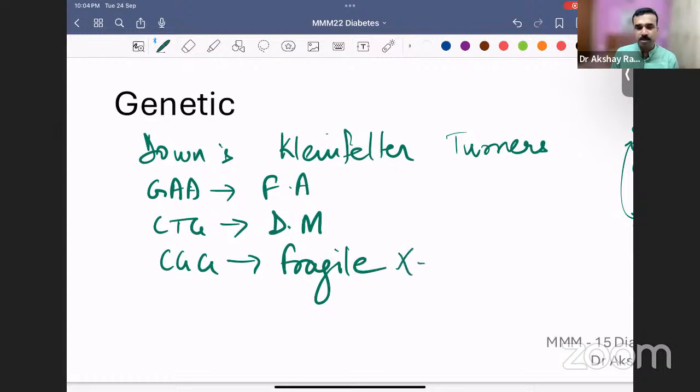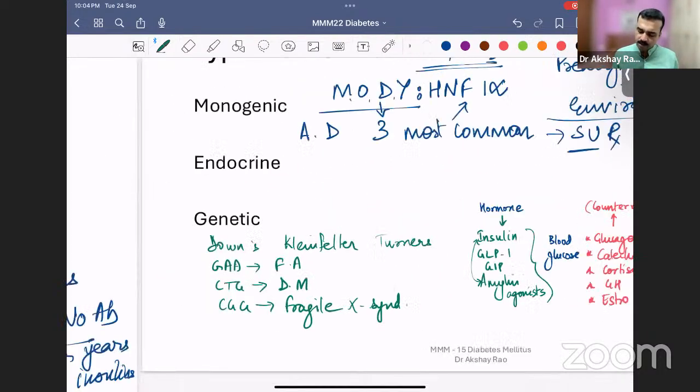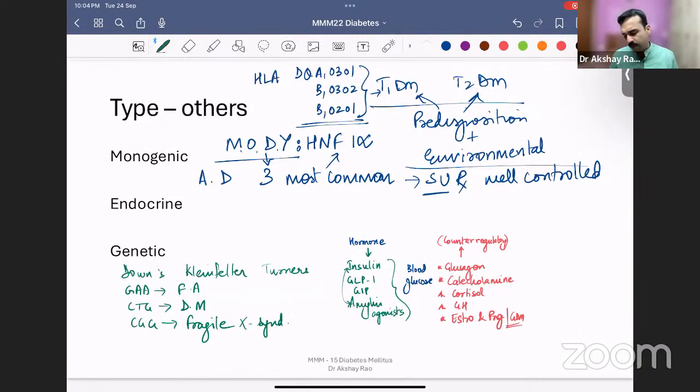These are all tandem nucleotide repeats. Okay, trinucleotide repeats. Fragile X syndrome. These are all associated with diabetes mellitus. Okay. Then there are insulin resistance syndromes. There are several syndromes. But you may not know all of them at this point for university exam purposes. But just remember that there are certain genetic syndromes which are associated with diabetes mellitus occurrence.